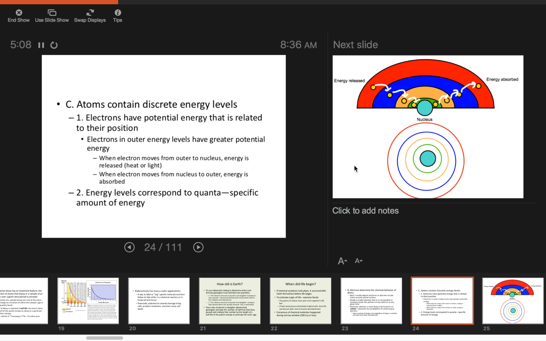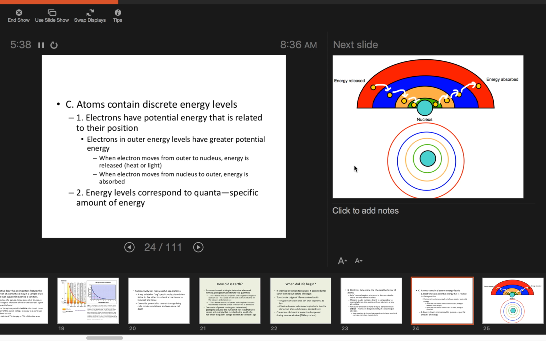Oops, I used the wrong side. So my nucleus, these are energy levels. I'll draw one more. So here I have an electron out in the outermost energy level. And if it moves closer to like the second energy level, we'll say, this process, going from outer to inner, releases energy.